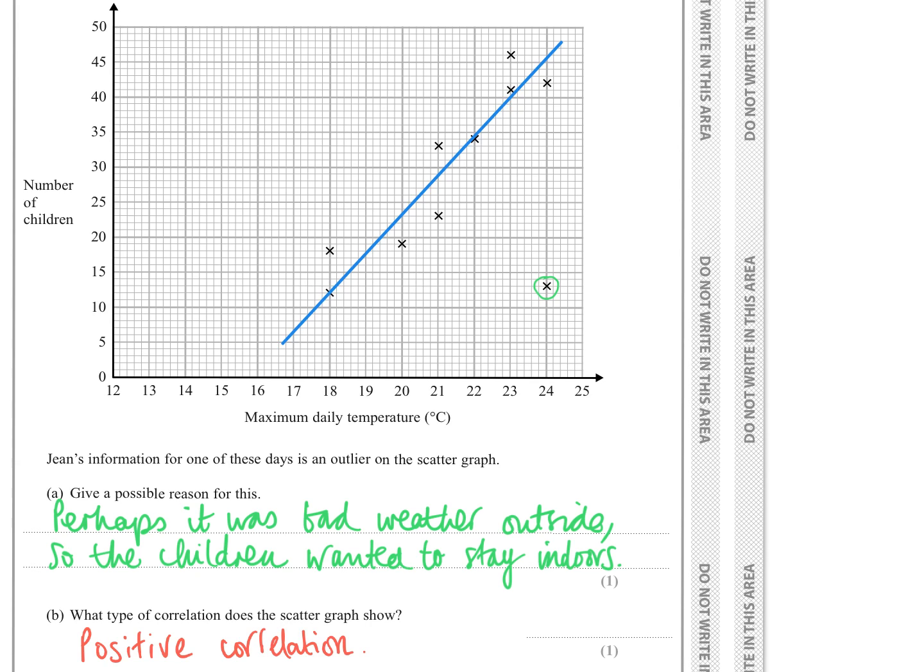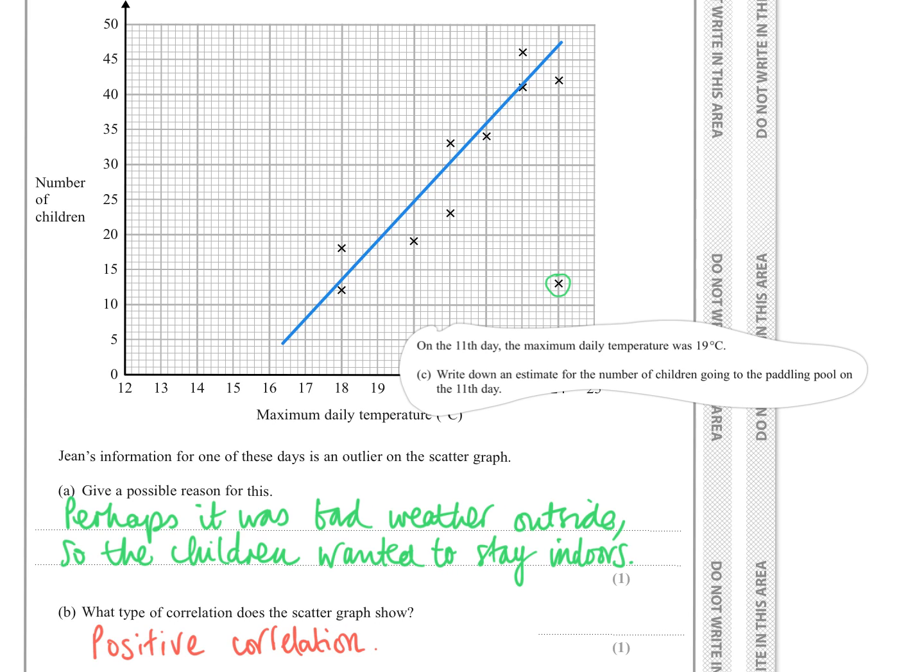Let's see if there's any more to the question. Well, it then says, on the 11th day, the maximum daily temperature was 19 degrees centigrade. Write down an estimate for the number of children going to the paddling pool on the 11th day. Well, it says the 11th day because you're using the previous 10 days, because don't forget this shows Jean recorded the maximum daily temperature for each day for 10 days.